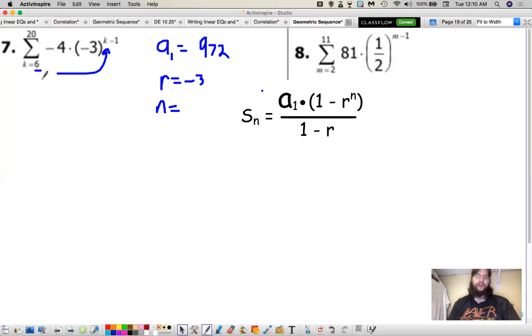So N will be 20 minus 6, which is 14, plus 1 more, 15. There are 15 numbers. If we want to use my fingers, 6, 7, 8, 9, 10, 11, 12, 13, 14, 15, 16, 17, 18, 19, 20. That was 3 5s. That's 15. There are 15 numbers from 6 to 20. Or you could subtract and add 1. Now we got the info, let's plug it in.